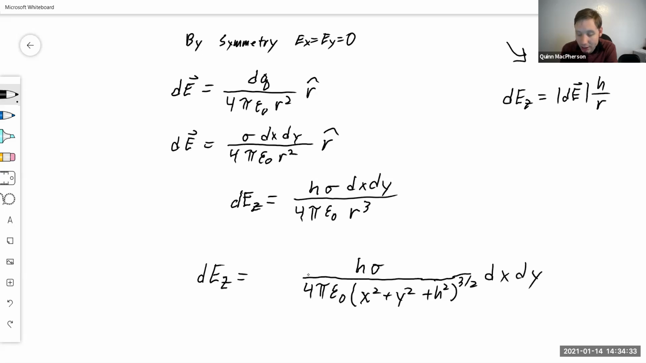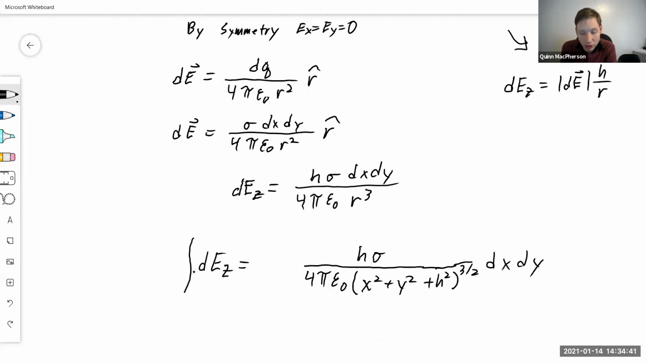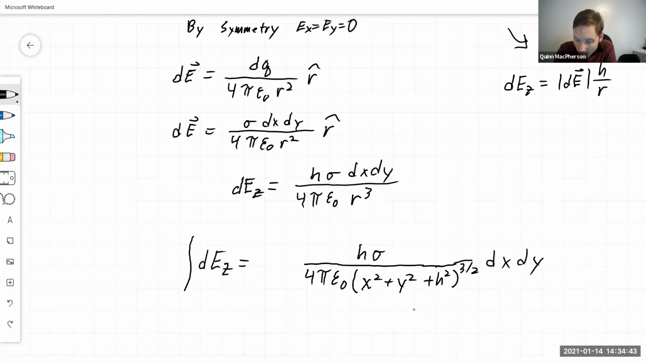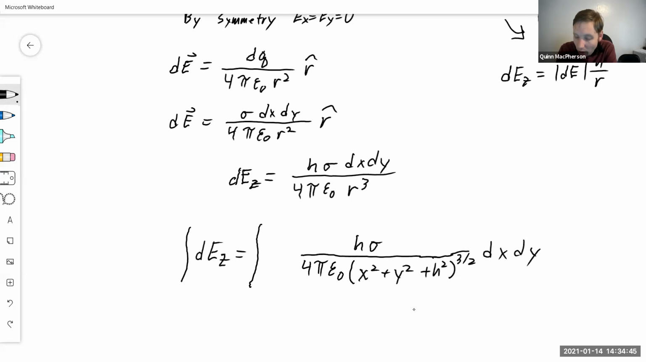out here. Why did I write dx dy out there and leave the suspiciously large space over here? It's because I'm going to integrate both sides. So integrate dEz, that's just going to give me Ez. And I'm going to integrate this side over here as well.